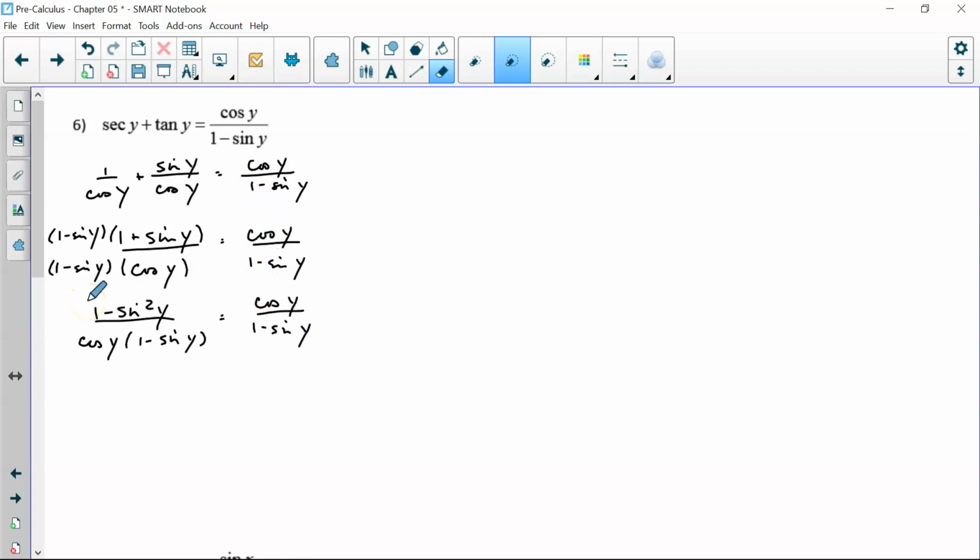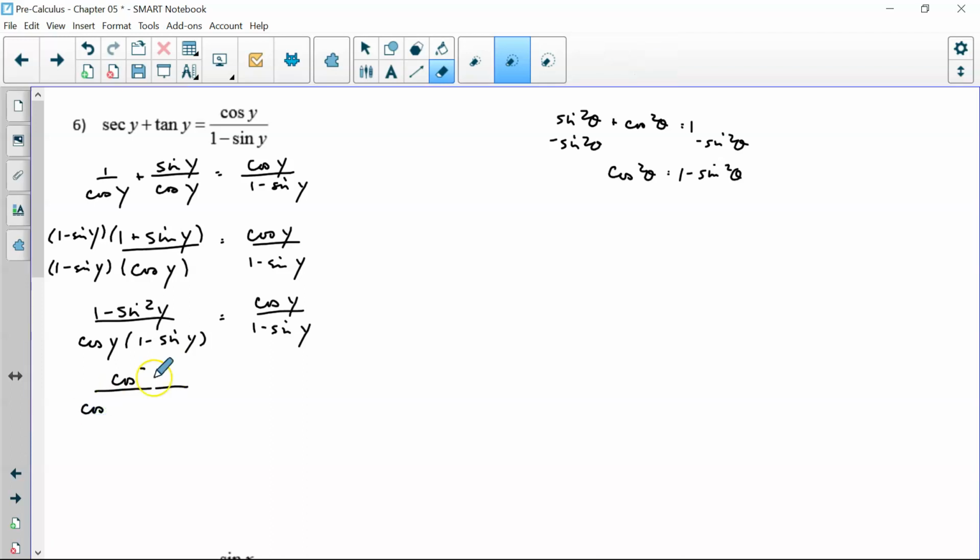1 minus sine squared. That should be ringing some alarm bells. Remember our Pythagorean identity: sine squared theta plus cosine squared theta equals 1. So I want to get 1 and sine on the same side, so I'm going to subtract sine squared theta from both sides. Cosine squared theta equals 1 minus sine squared theta. So instead of writing 1 minus sine squared y, I have cosine squared y over cosine y times 1 minus sine y.